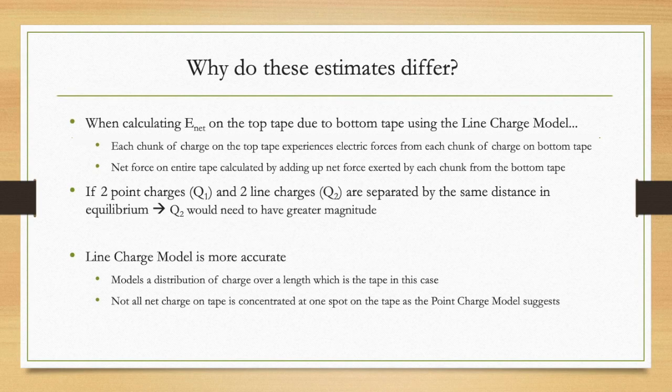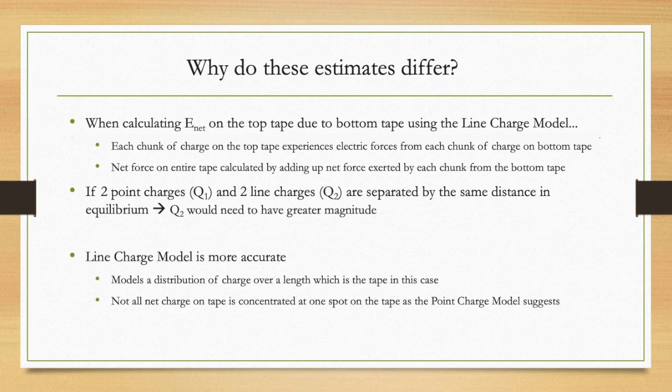I explained earlier how the net electric field is calculated for the top tape in the line charge model. And because some chunks in the bottom tape are farther from each dq in the top tape than others, each dq chunk in the bottom tape has a different field contribution at each location of the dq chunks in the top tape. So we can therefore conclude that when two point charges with Q1 and two line charges with Q2 are separated by the same distance in equilibrium, Q2 would need to have a greater magnitude, similar to how the tape was calculated to have a greater charge using the line charge model.